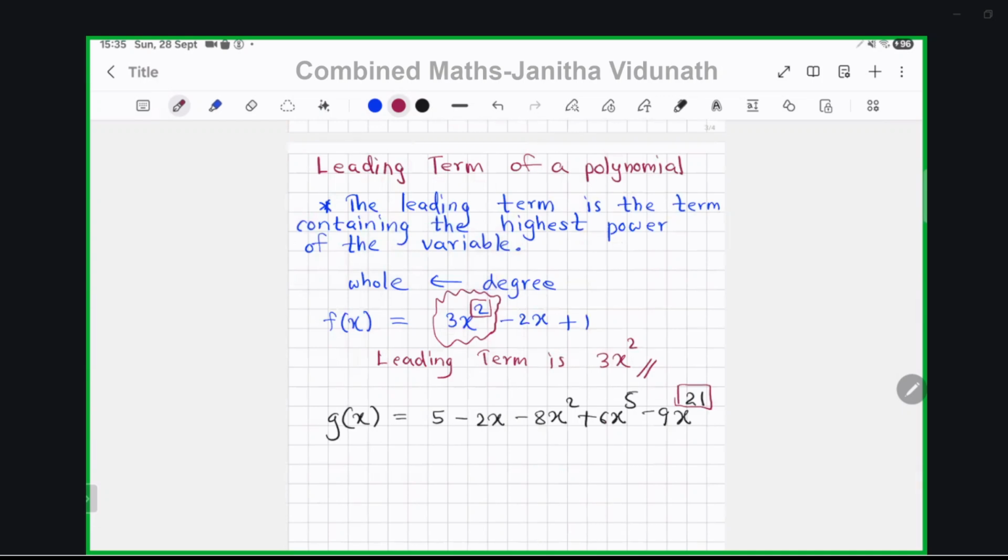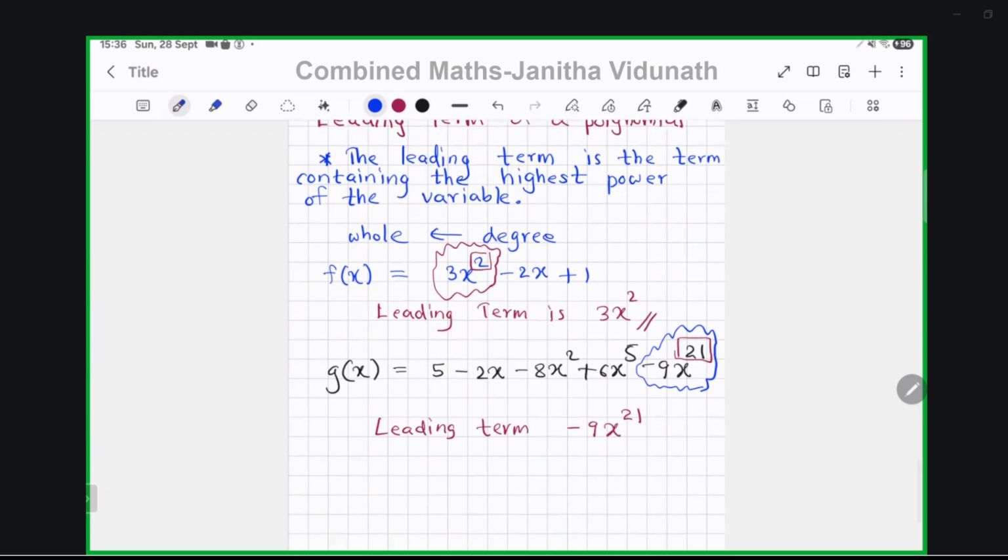Here the leading term is negative, or minus, 9 times x to the power 21. When we take the whole term, we need to take the sign of the term also. Here the sign of this term is minus, so minus 9 times x to the power 21.